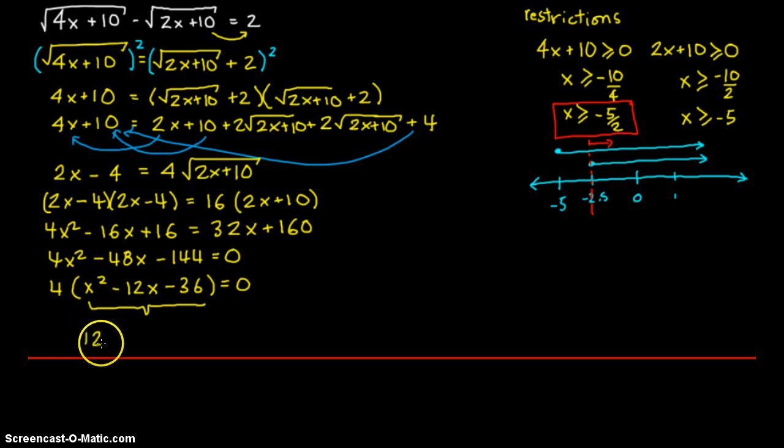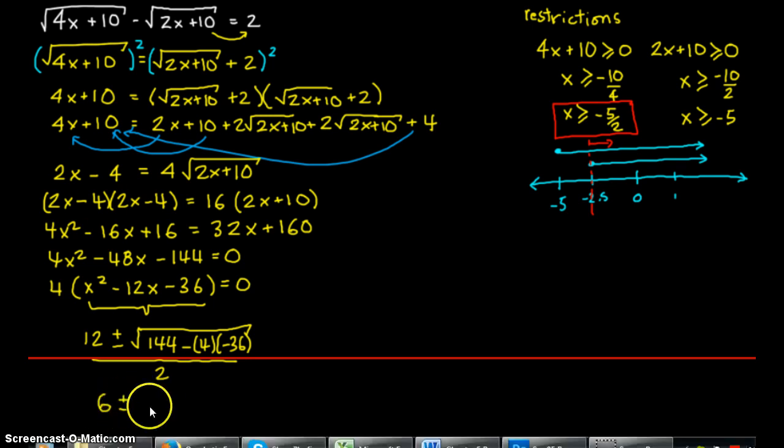I got 12, that's my negative b, plus or minus the root of, and you guys know all this stuff anyway. It's going to be negative 12 squared, that's 144, minus 4 times 1 times negative 36. And it's all divided by 2 times a, so that's just multiplied by 2. And that leaves me with 12 divided by 2, that's 6, plus or minus now. What's all this going to give me?